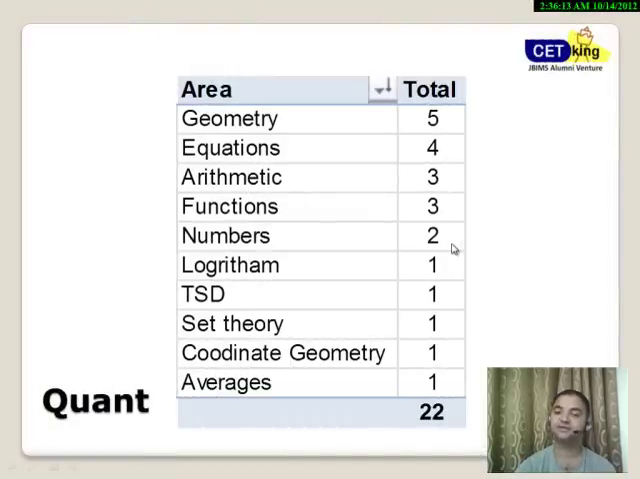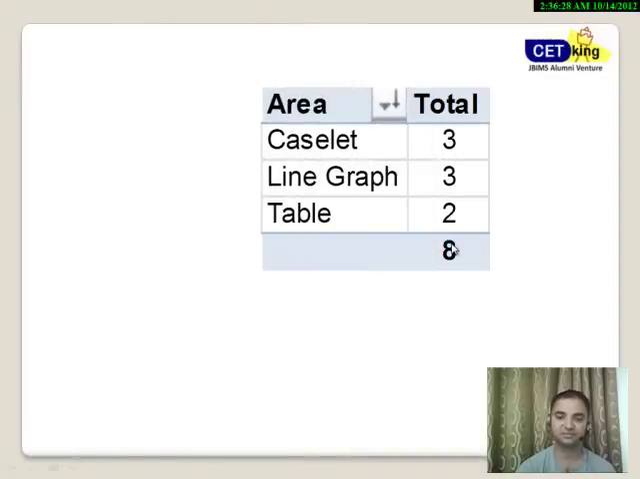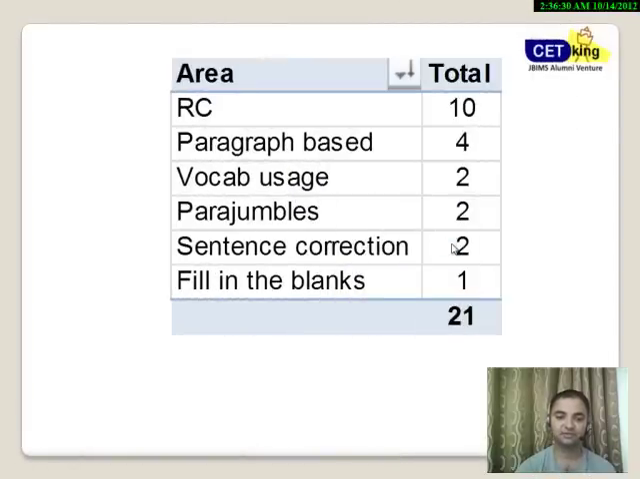If you are left with a few days for the exam, I would recommend you to do these first 5 topics mainly: geometry, equations, arithmetic, functions, numbers. For the remaining topics, you can just browse through everything, but these 5 topics are the most important. Alright, moving on to the verbal section.